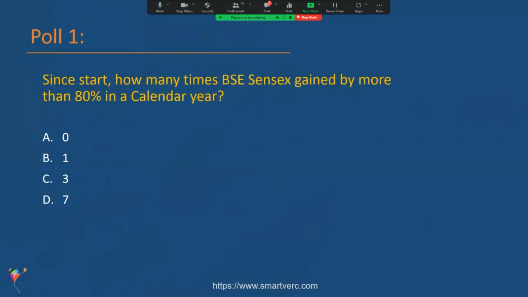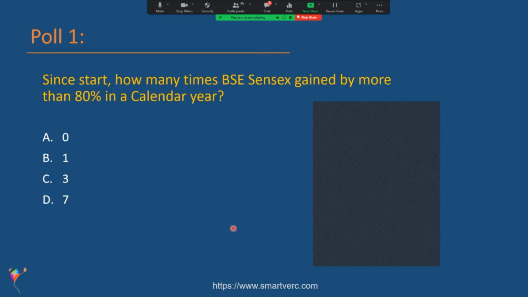Starting with the poll, and it is going to be very, very interesting. Since the start, how many times has the BSE Sensex gained by more than 80% in a calendar year? Option A is 0, meaning it has never happened that the Sensex has gained by 80%. Option B is 1, option C is 3, option D is 7 times. So here is the poll. Soon it will appear on your screen. I hope you are able to see it, and you have to click your option.